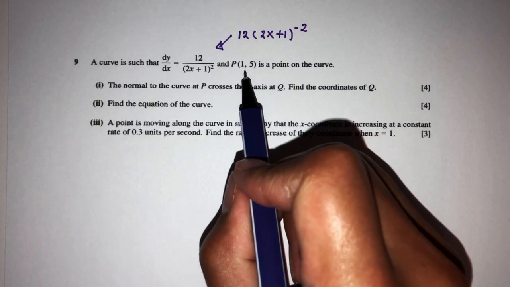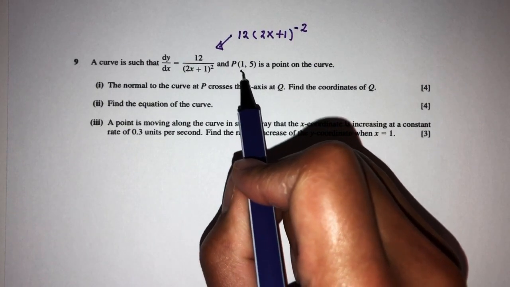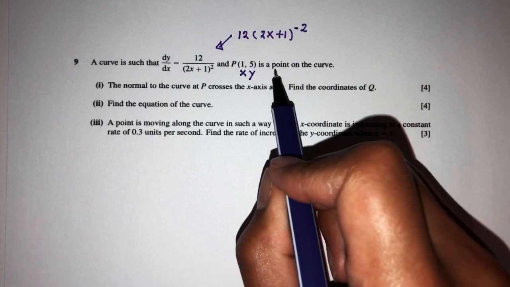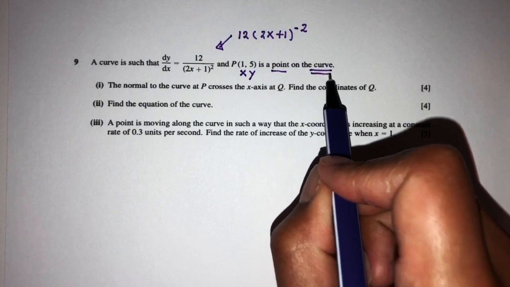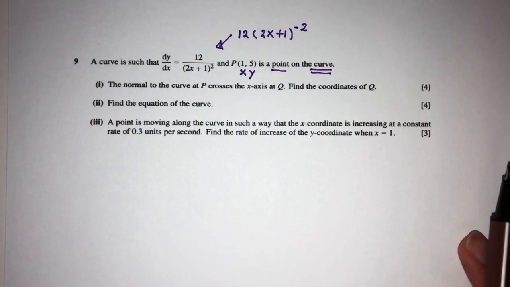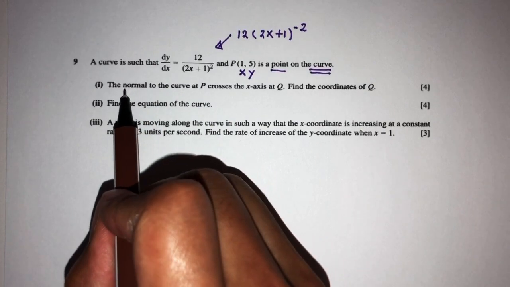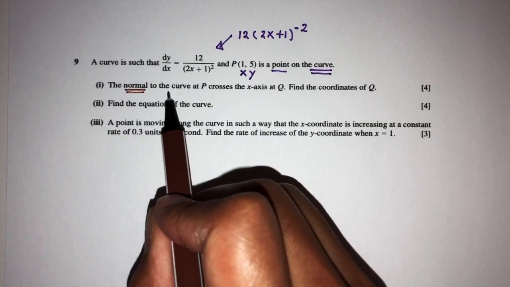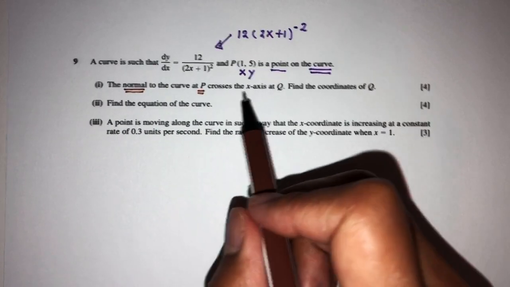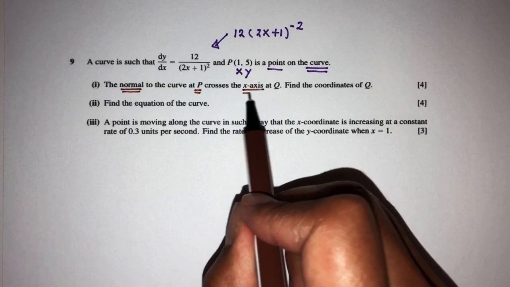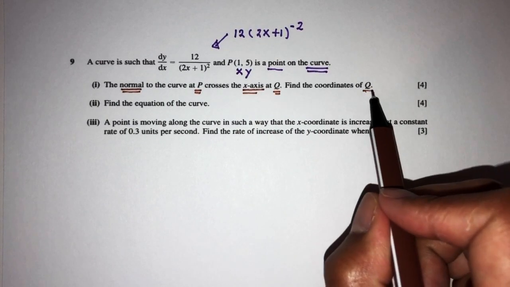Now we know that the point P, which is (1, 5), the x value and the y value, is a point on the curve. Okay, great. Now for part 1, the normal to the curve at P crosses the x-axis at Q. We have to find the value of Q.